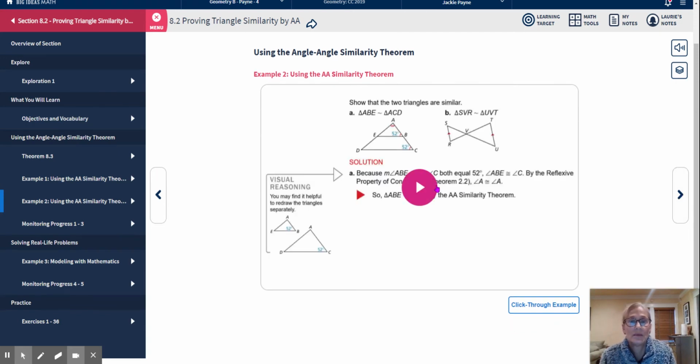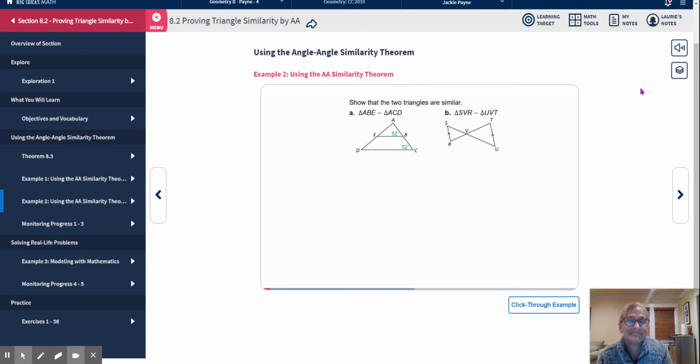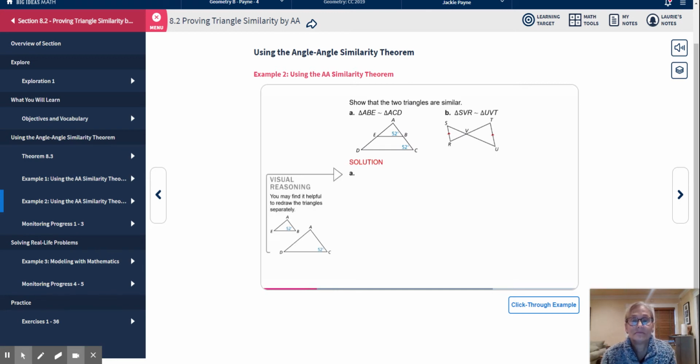Okay, here's a second example. Follow along. Show that the two triangles are similar. Part A, triangle ABE similar to triangle ACD. Part B, triangle SVR similar to triangle UVT. Solution. Part A. You may find it helpful to redraw the triangles separately, as shown.